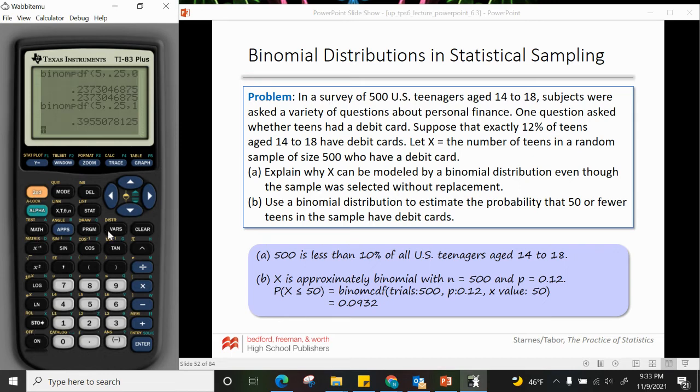We'll do it on my calculator. Second VARS, binomial CDF. The trial is 500, comma, probability of success is 0.12, and I want 50 or less. So this is going to add 0 plus 1 plus 2 plus all the way up to 50. And the probability of that occurring is 0.0932. So approximately 9.32% of teenagers aged 14 to 18 have a debit card.